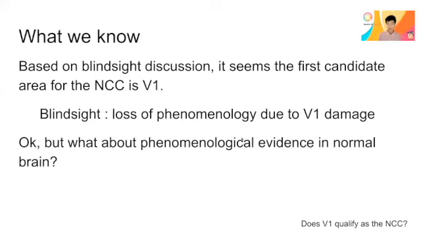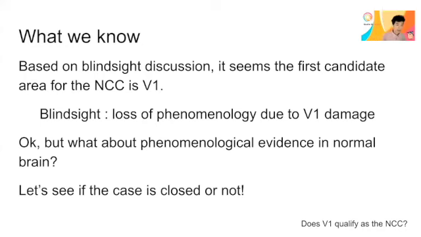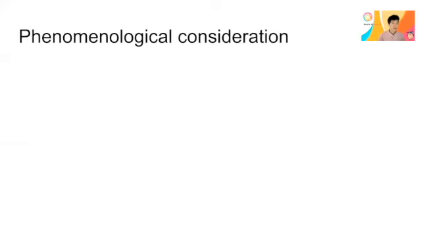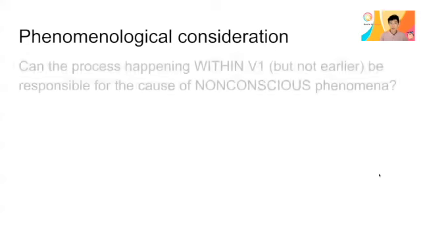But what about the phenomenological evidence in the normal brain? Of course, blindsight patients are lesion patients. That means that plasticity and many different kinds of experiential differences might have already contributed to the change of the phenomenology. So we want to know whether V1 in the normal brain is related or not related to conscious experience. Let's see if the case is already closed in the normal subject. First, phenomenological consideration.